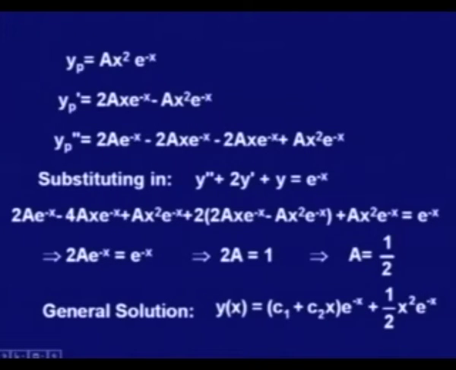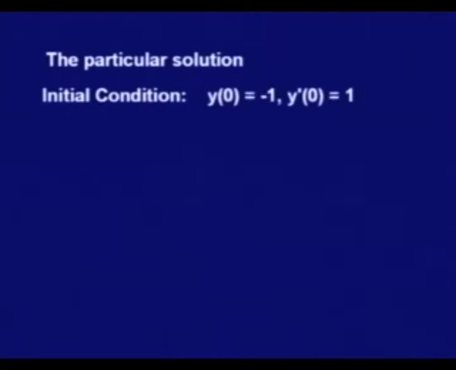And moreover, here we are getting e to the power minus x, x times e to the power minus x and x square e to the power minus x, all of them are linearly independent. Now, to find out the particular solution, because this is an initial value problem which we had started. So, for finding out the particular solution, what are the initial conditions we have been given? We have been given that the function at 0 is minus 1 and its derivative at 0 is 1.